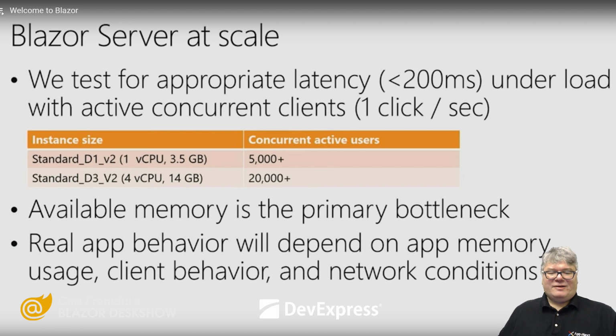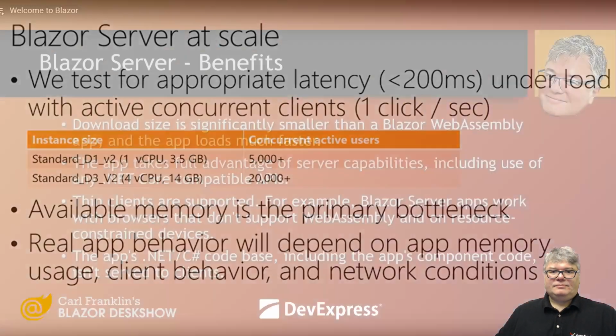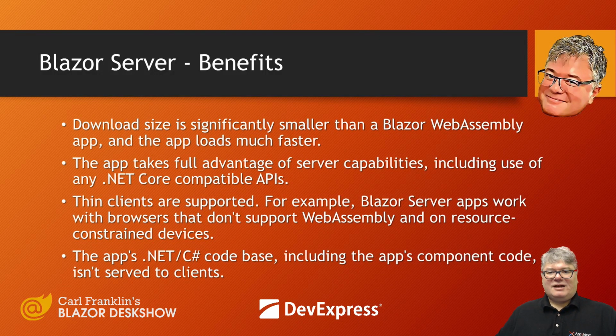So available memory is pretty much the primary bottleneck. This is scaling up. We'll talk about scaling out, which requires state management, in just a minute. So let's talk about the pros and cons of this hosting model versus WebAssembly. On the plus side, download size is significantly smaller. You saw it was like 160K for that one page, because the code isn't in there, nor are the assemblies that need to run that code.